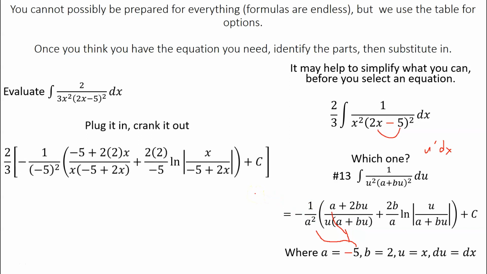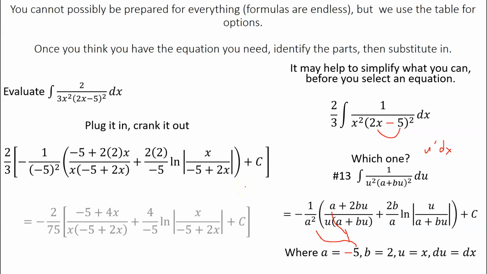So it looks like this. And at which point you can do a little bit of simplifying. I did simplify this to a point. I factored out a 25 is what I actually did. So I simplified to a point.